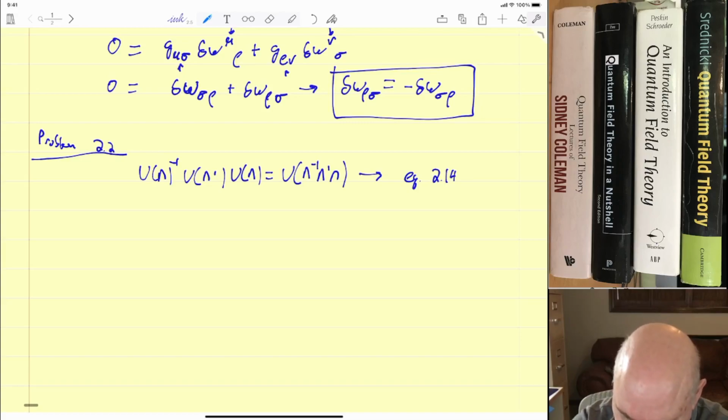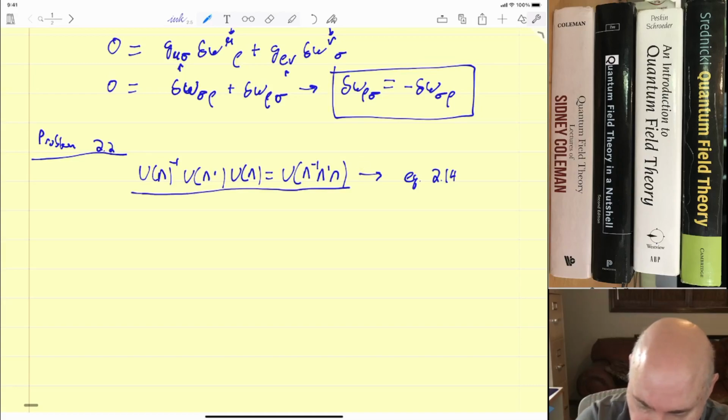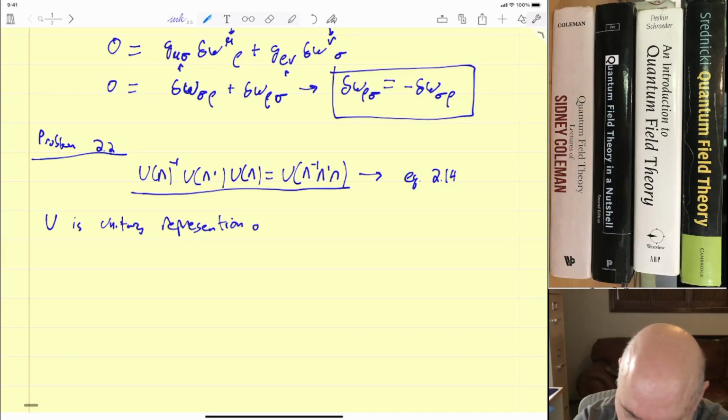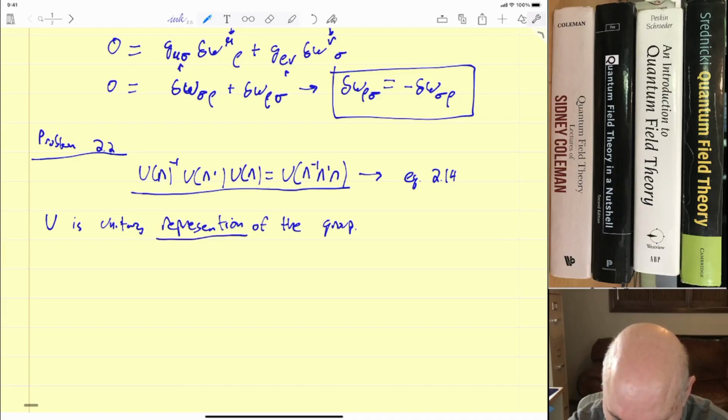Now, first of all, let's look at this equation, ask ourselves if this makes sense. U is a unitary representation of the Lorentz group. So that's fancy language, but what does it mean? Well, we're not going to use the unitary part, but the representation part is important.